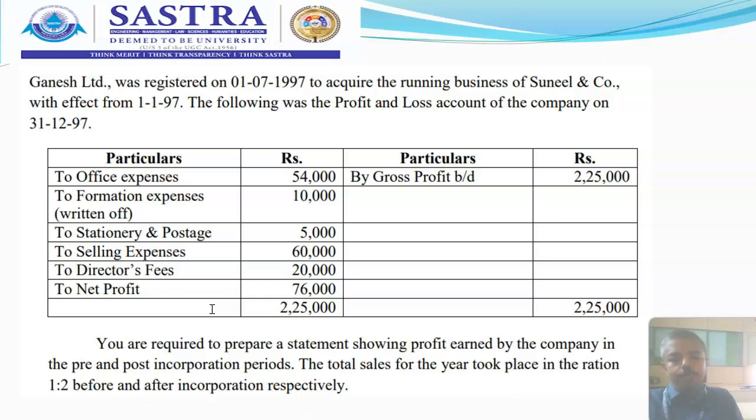That means 1/2 for pre-incorporation, then another 1/2 for post-incorporation. Good mathematics students will know 1/2 means half and half. So if you apportion 5,000, then 2,500 for pre-incorporation period and another 2,500 for post-incorporation period.